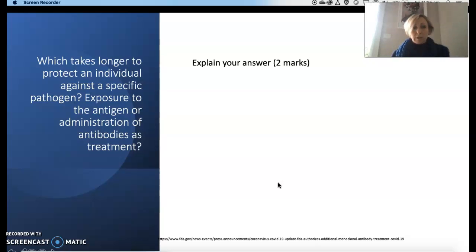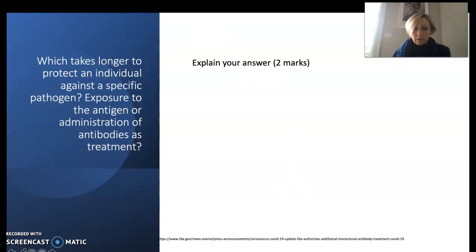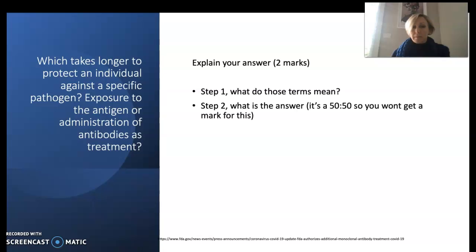Before you start to respond to this question, I want you to think about a few things. If I can just click on the PowerPoint. Firstly, what are we talking about? What do the terms mean? Exposure to the antigen or administration of antibodies. Does that help you to connect to a particular dot point in the course? What are we actually talking about here? What key terms? This is a 50-50 answer.